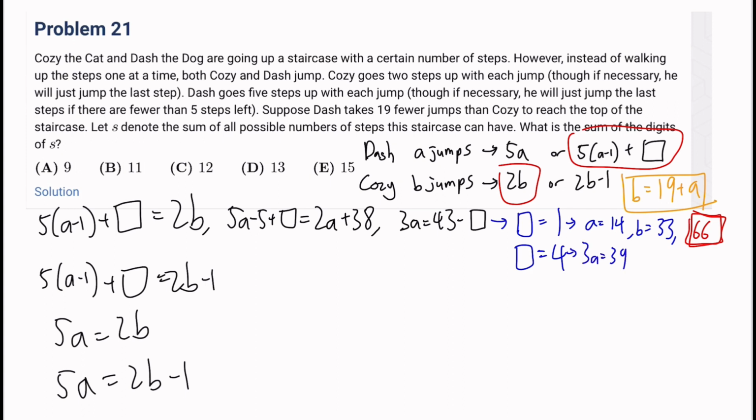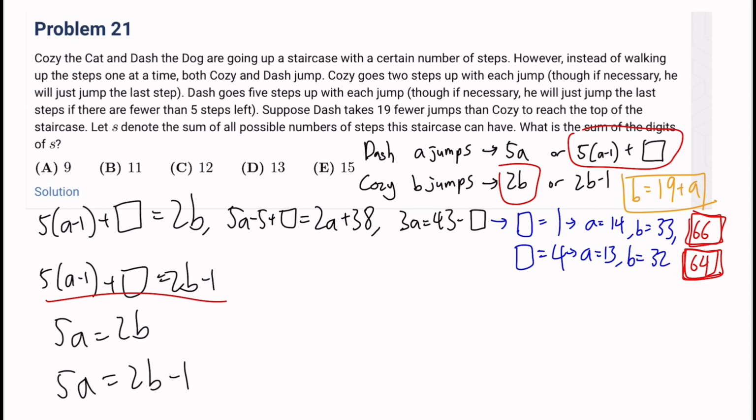3a equals 39, so a would equal 13. A equals 13, so b would equal 13 plus 19, which is 32, and so it's 2 times 32, which is 64. So this is 64. So we can have either 66 or 64 staircases, 4 steps, right?